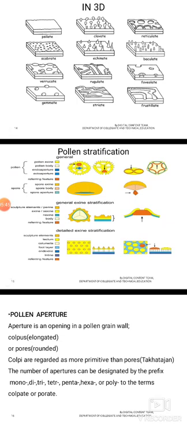Pollen aperture is an opening in the pollen grain, colpus or pores. Colpi are regarded as more primitive than pores according to Takhtajan. The number of apertures can be designated by the prefix mono, di, tri, tetra, penta, hexa or poly to the terms colpate or porate.